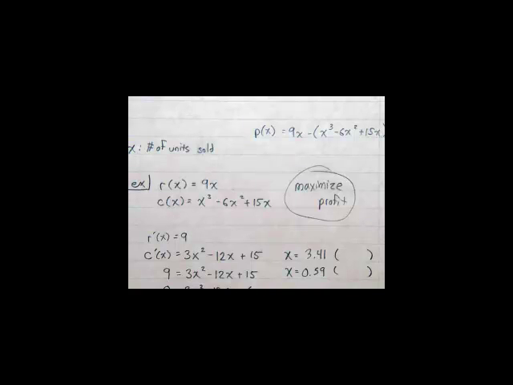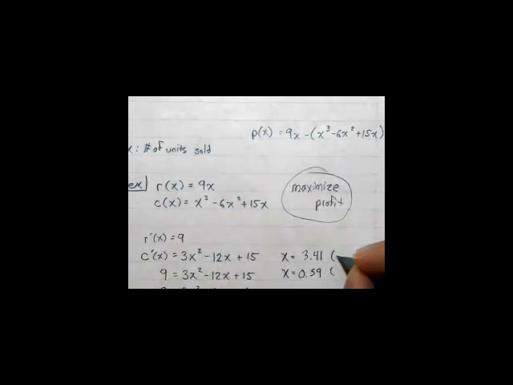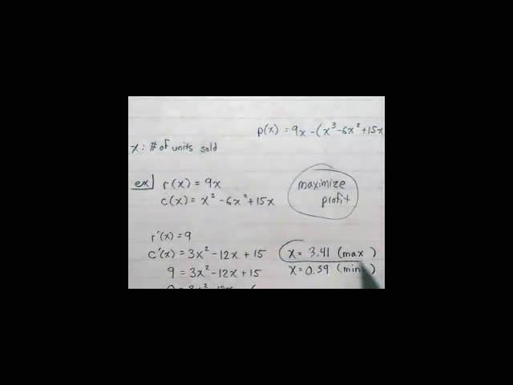So I'll give you a hint. One of them comes out to a positive number. One of them comes out to a negative number. The one that comes out to a positive number is the one you want. So which one comes out positive? 3.41 should give you a positive. 0.59 should give you a negative. So this is the production level you want.